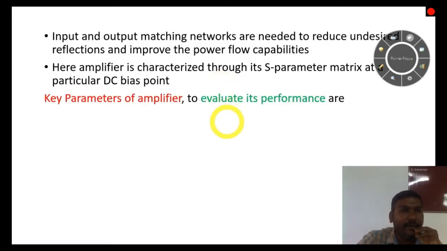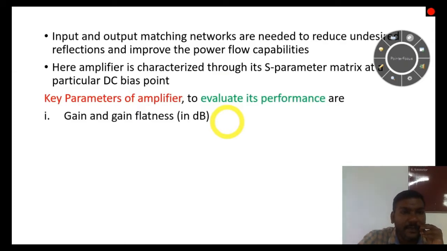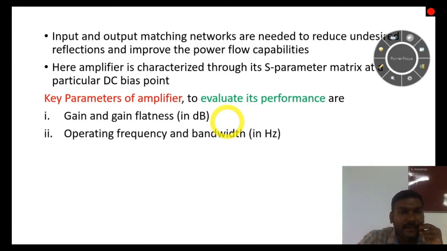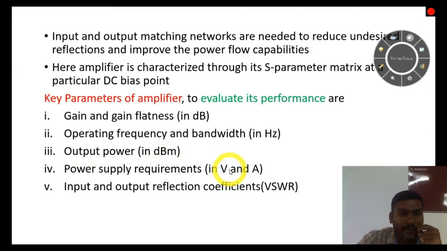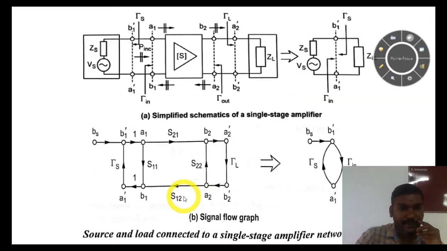What are the key parameters to evaluate the performance? Gain and gain flatness, given in dB; operating frequency in terms of bandwidth, in the unit of hertz; output power in decibels; power supply requirements in terms of voltage and current, in volts and amperes; input and output reflection coefficients in terms of VSWR values; and finally noise figure in decibels. The above diagram is simply redrawn like this.